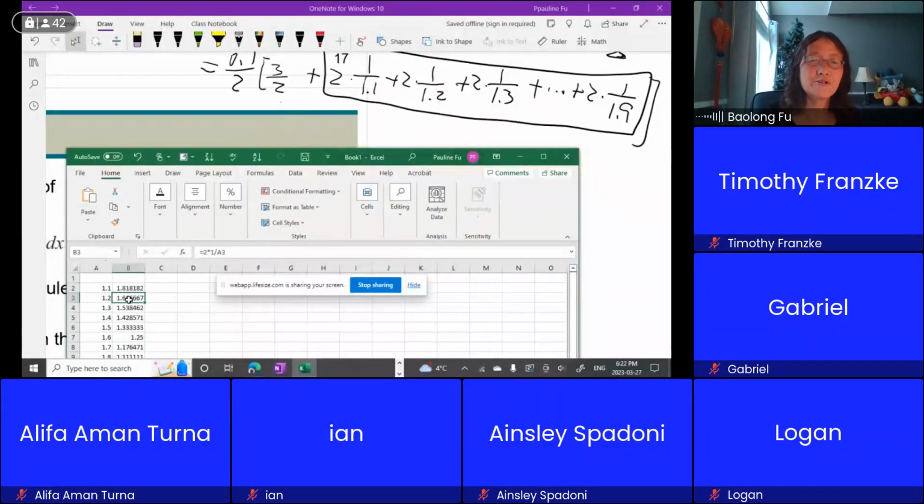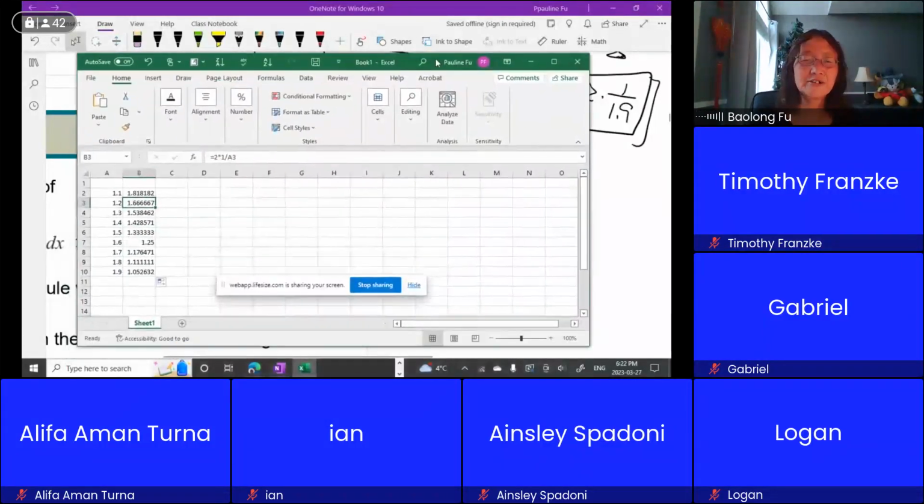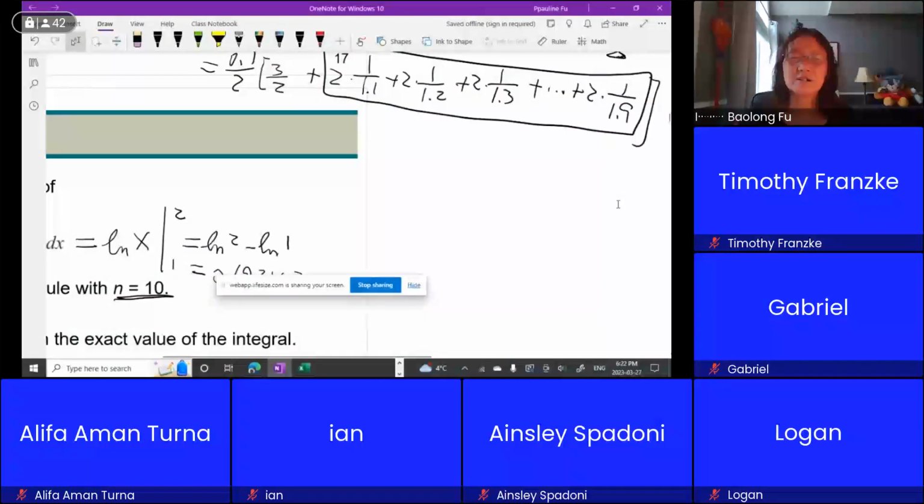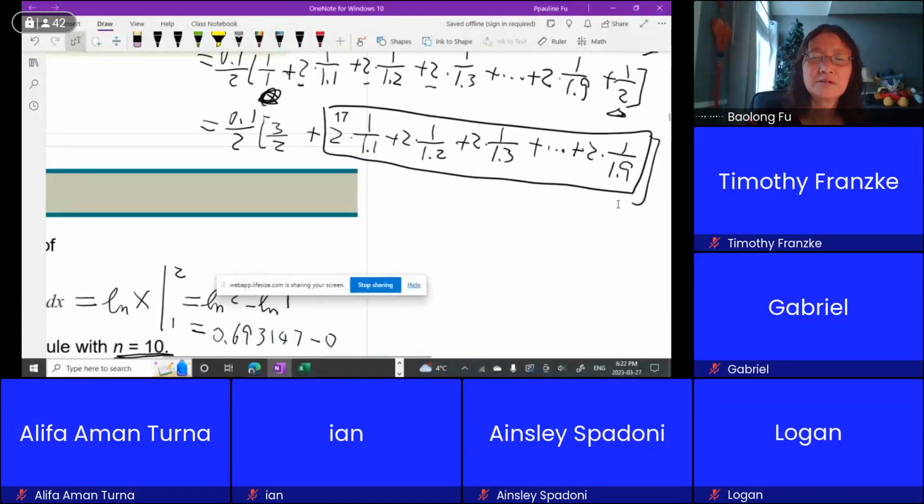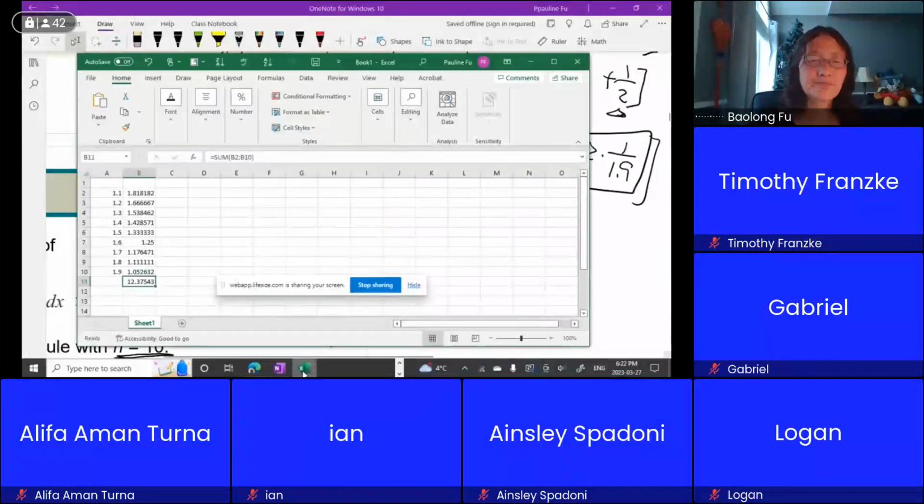So each time I use it, okay. After that, I just add all these numbers together. So I do sum, add all these numbers together, and I got 12.375, or 12.37543.